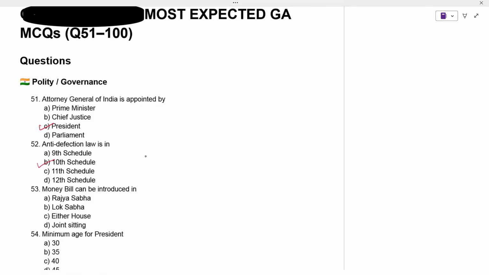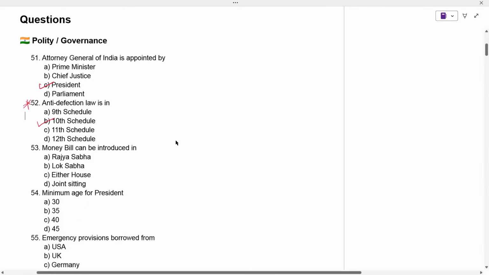But this is the 10th schedule, and it's a current point, of course, a burning issue. Based on this, in Telangana state, the speaker has taken the decision regarding the 10 MLAs, of course, that they didn't have the right to join any other party like that. If you go through the decision, you can get it. So that's a current point in Telangana state.